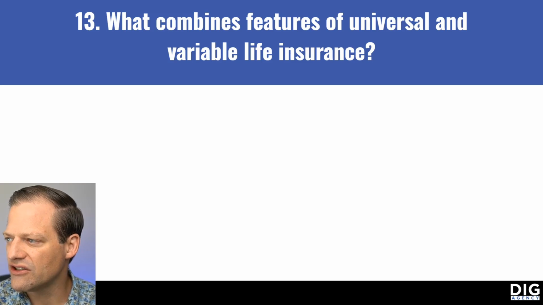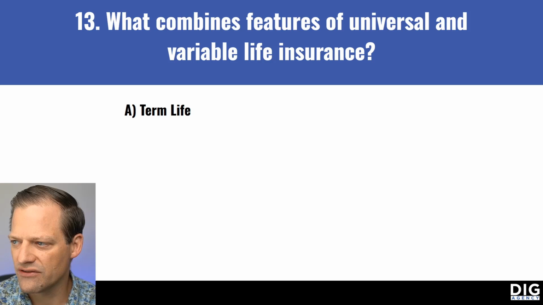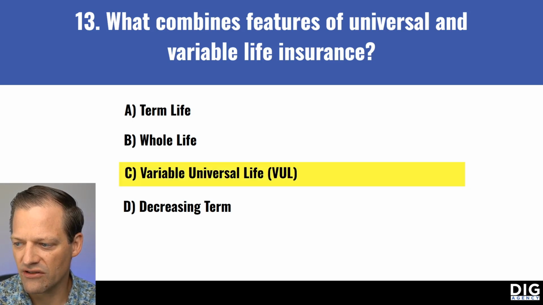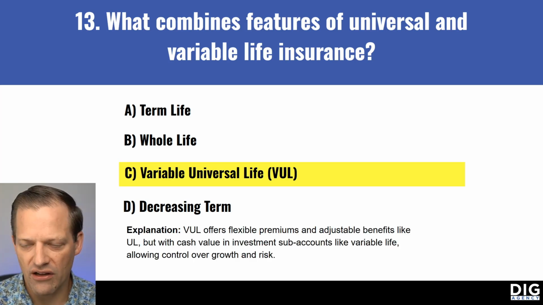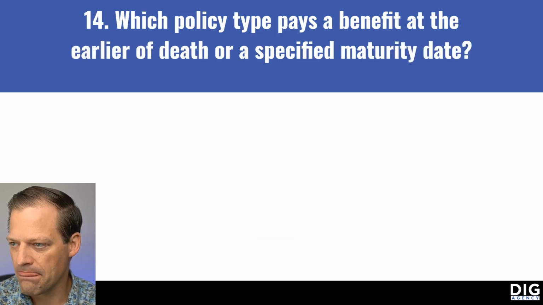What combines features of universal and variable life insurance? Is it A, term life insurance, B, whole life insurance, C, variable universal life, or D, decreasing term? So the answer here is C, it's variable universal life. And so VUL, we call that for short, offers flexible premiums and adjustable benefits like universal life, but with cash value and investment sub-accounts like variable life, allowing control over growth and risk.